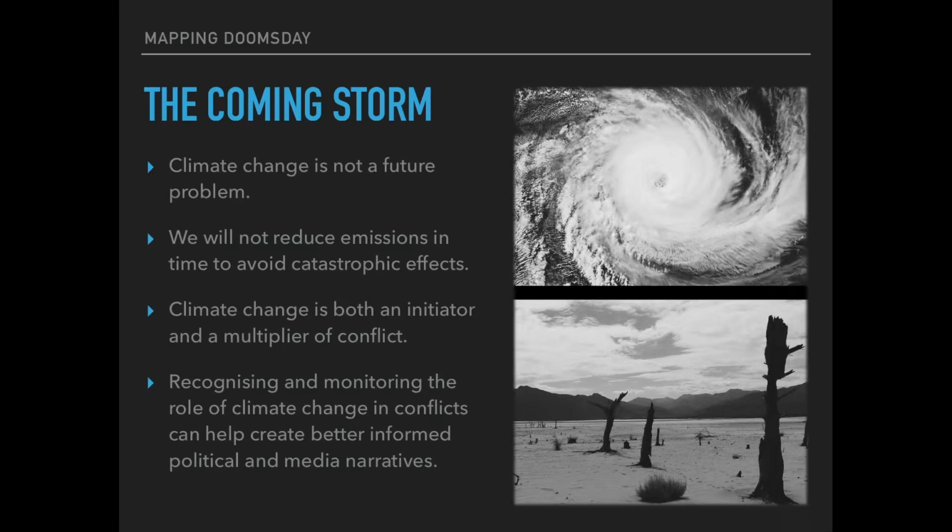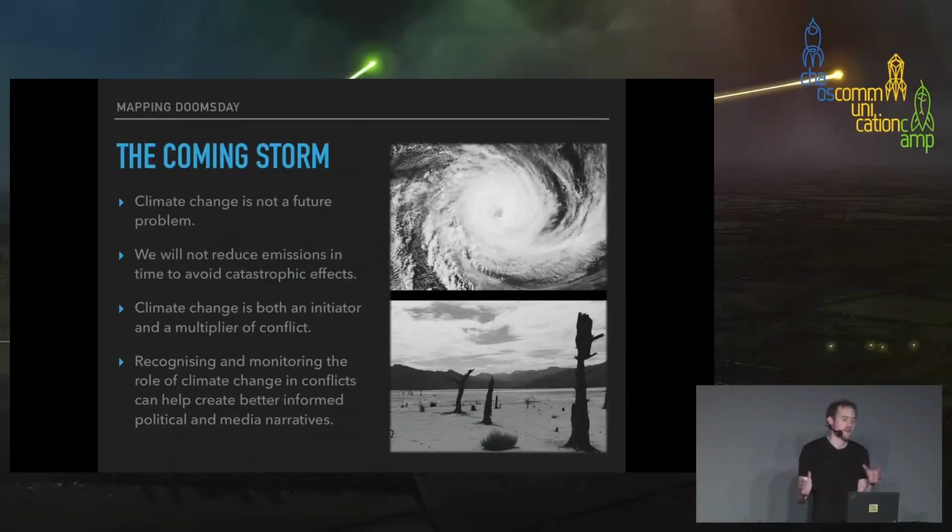Moreover, even in the best case scenario where somehow the nations of the world get together and manage to cut emissions in time to make their targets for the Paris Climate Agreement, this will still not be fast enough to avoid significant catastrophic effects from climate change. And among the most catastrophic of these effects are the conflicts which are caused by it. Now, when we talk about climate change and conflict, it's important to understand that climate change can either be an initiator or a multiplier of conflict.